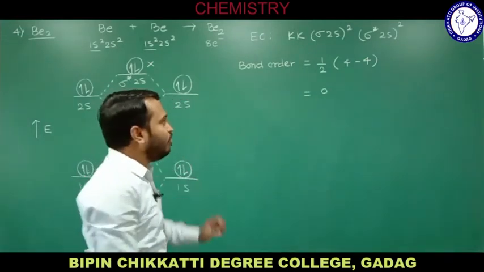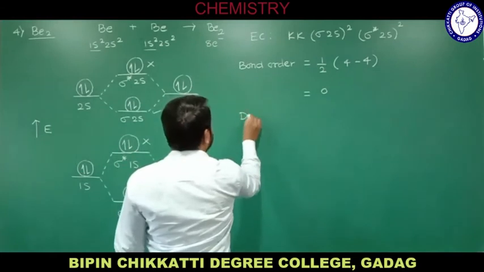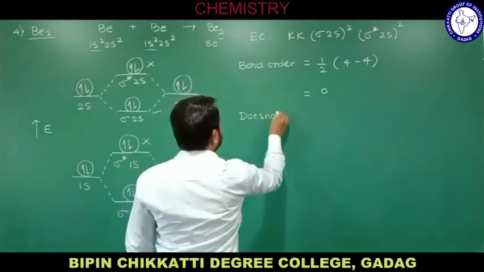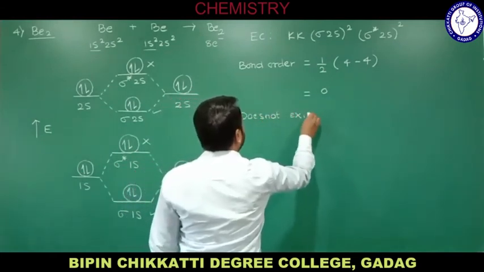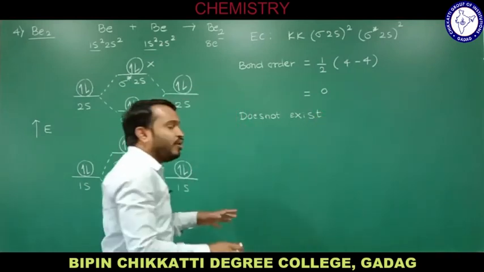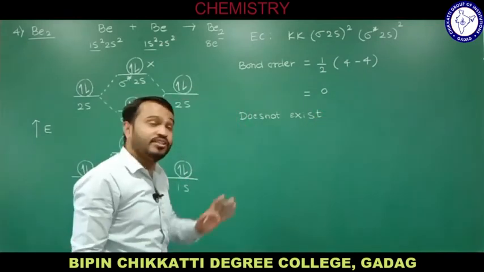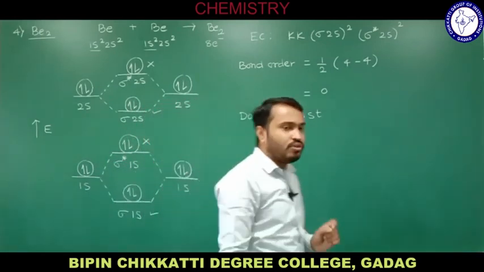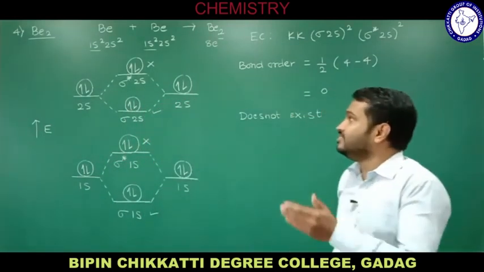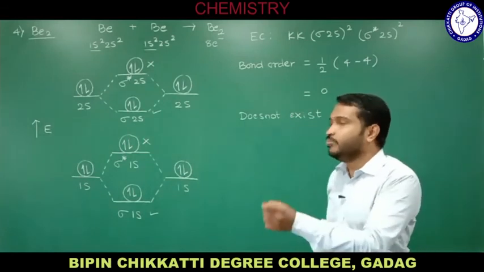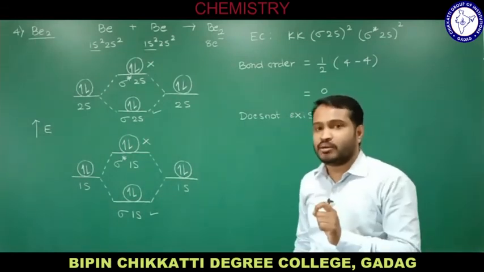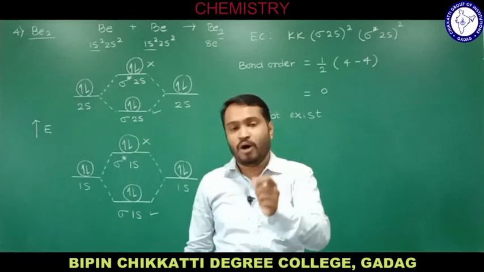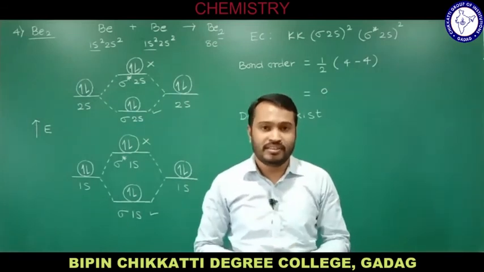Since bond order is 0, therefore this molecule does not exist. This molecule does not exist, or you can say monoatomic in nature. This is not a diatomic molecule. Since we got a bond order 0, therefore there is no existence of a molecule like Be2. That is the 4th example, Be2 about molecular orbital theory.